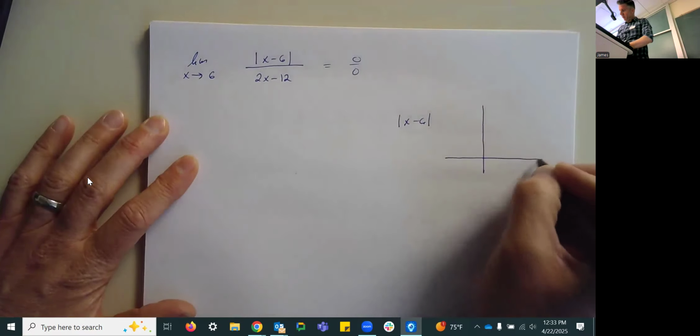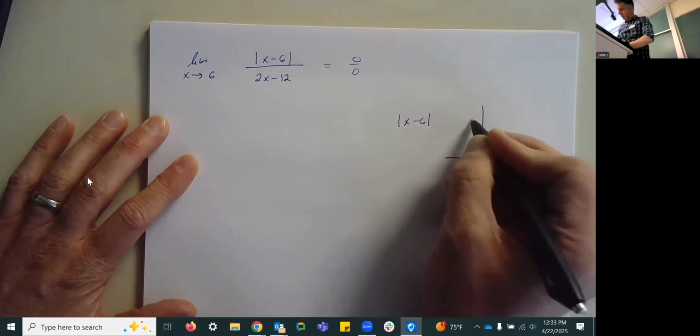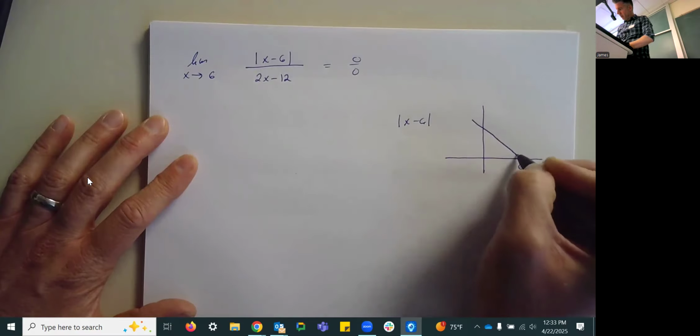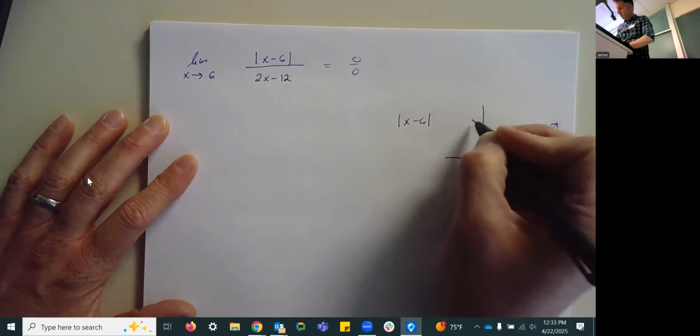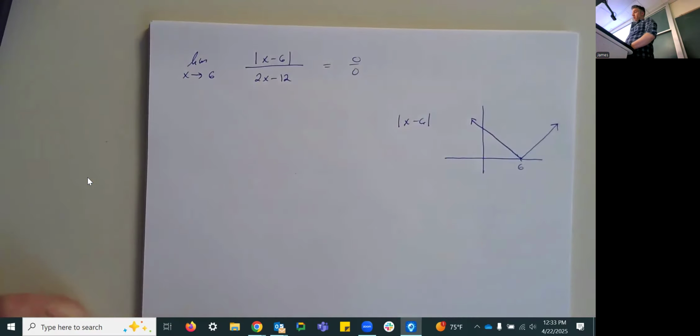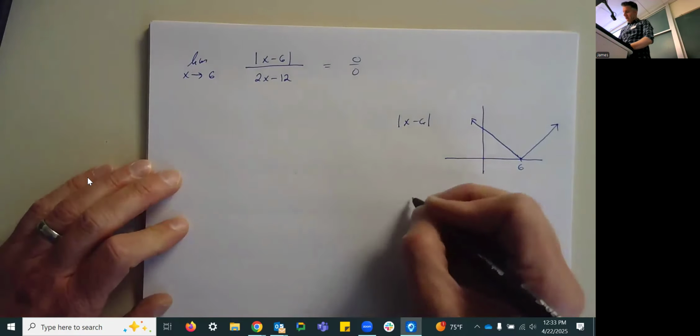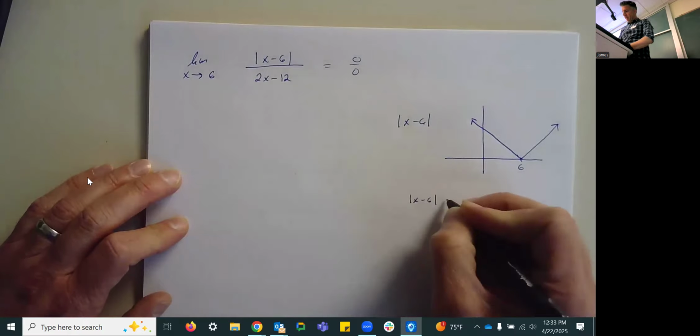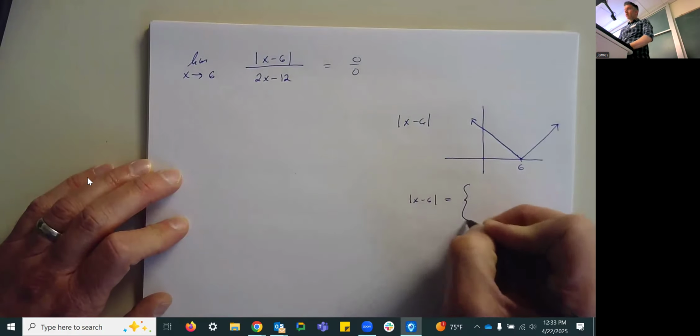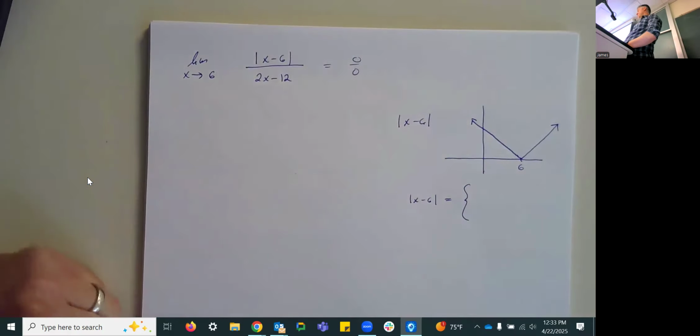So the graph looks like this. We shifted the bottom of the V over to 6. Looks like that. Another way to think about this is that the absolute value of x minus 6 is going to equal. So what if x was, say, 10? 10 minus 6 is 6.